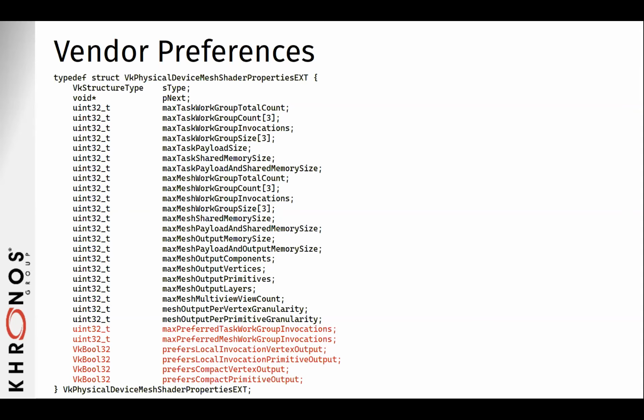They talk about the preferred workgroup size, if the vendor wants you to access output arrays using just the local invocation index, so they can optimize many things if you do so, or if you should remove unused vertices and primitives from output arrays. In the case of primitives, you can also mark them as culled in the built-in arrays, as we saw.